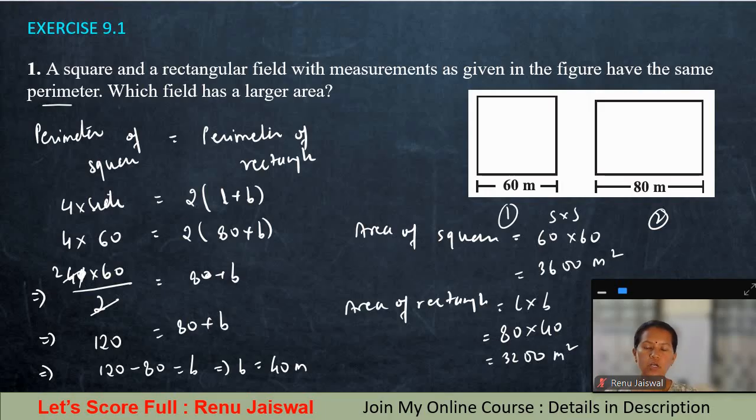The question did not ask exactly what the area of each one of them is. They have asked which one is larger. So the final answer will be: area of square is larger, correct? So this was about the first question. Let's move to the next one.